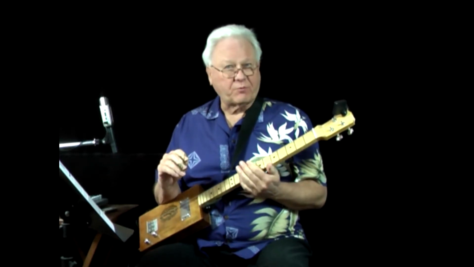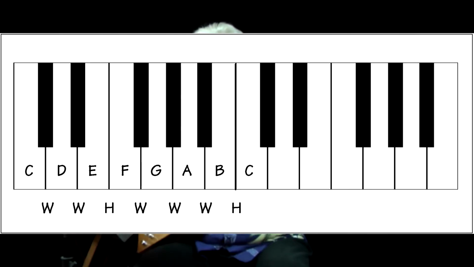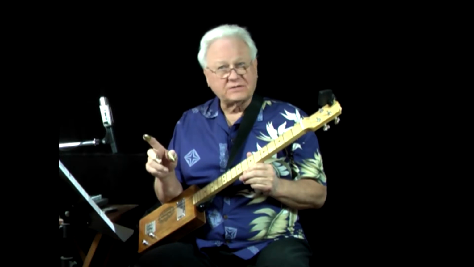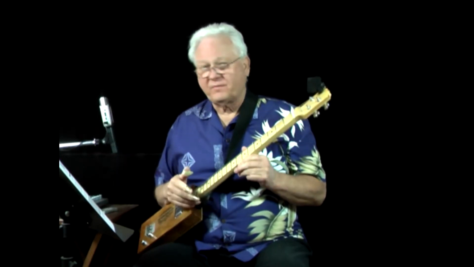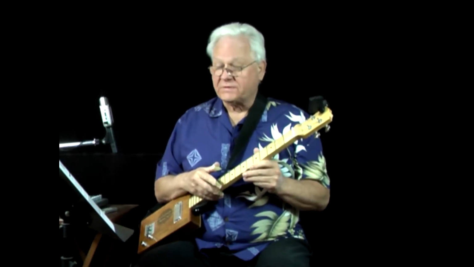Any two keys next to each other are a half step apart. So you'll see, like from C to D, there's two white keys there, there's a black key in between. So C to D is a whole step. If I were to just go from C to C sharp, to the black key there, that would be a half step. So whenever two white keys are side by side, that's a half step. Wherever they have a black key in between them, that's a whole step.